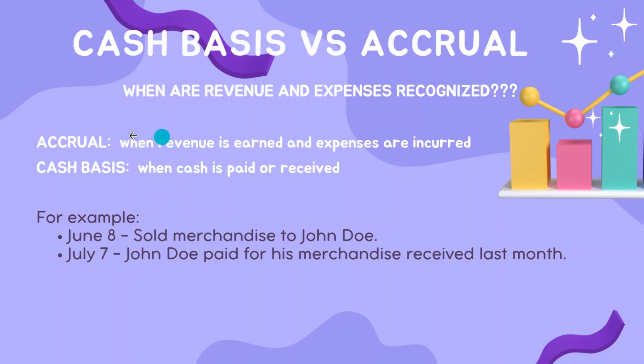Then on July 7th, if you were using the accrual method, you would, did I say accounts receivable? Yeah. Then you would debit cash and credit accounts receivable for the amount, right? That's it. Very simple transaction. That's what you guys learned. However, let's look at the cash basis. If you're on a cash basis system, you only record transactions when the cash is paid or received.